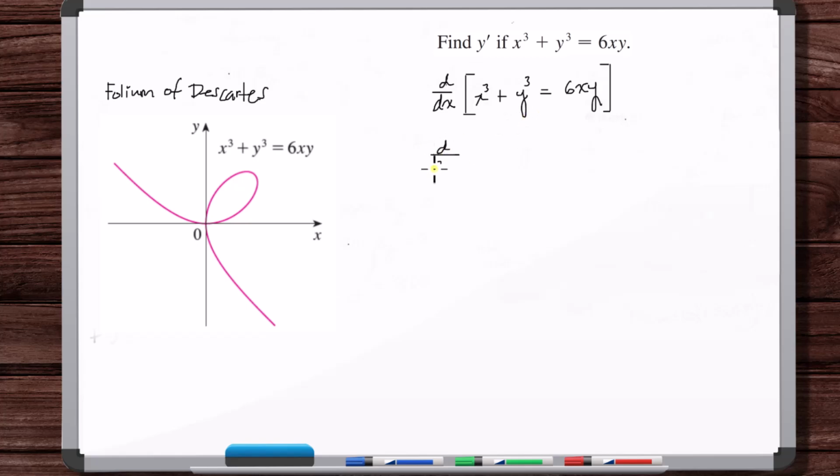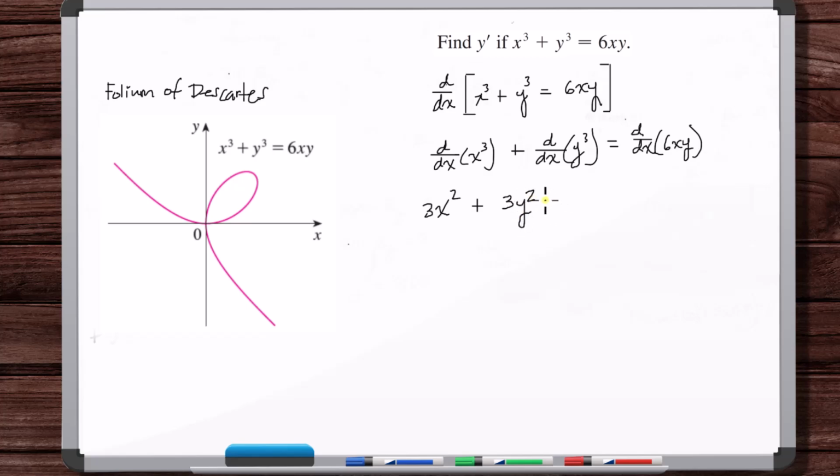Okay, so if we distribute that d/dx, d/dx of x cubed is just 3x squared. d/dx of y cubed, this is exactly what we did in the previous problem. What is the derivative with respect to x of some function of x, of something cubed? It's 3 times that something squared times the derivative of that something.